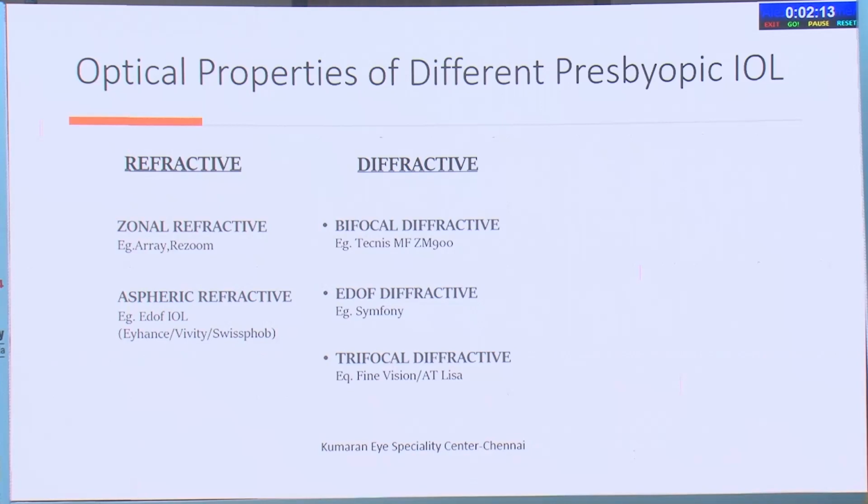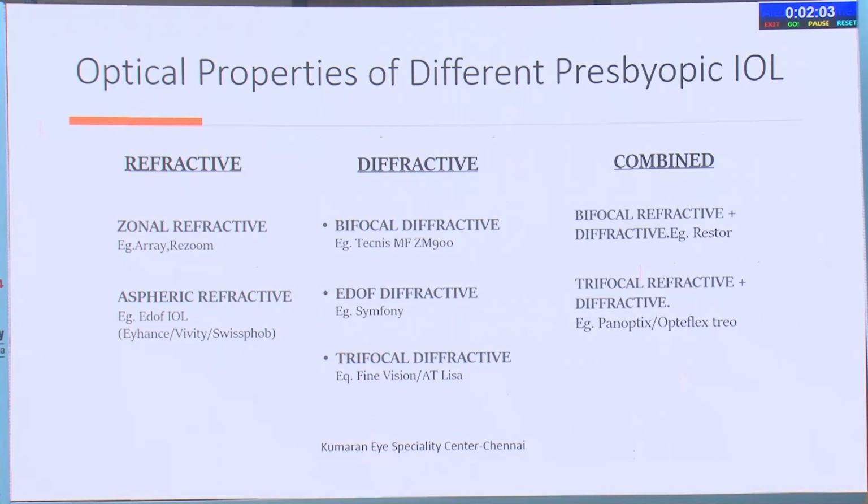So the companies basically play with these three kinds of technology. And then comes the combined one. They combine both refractive and diffractive. They combine trifocal refractive and diffractive, and the EDOF bifocal diffractive, and now we have the zonal aspheric diffractive. So this is how they have been playing.